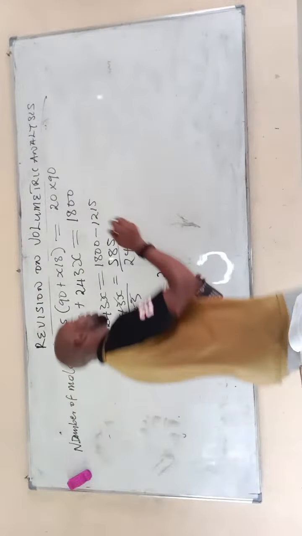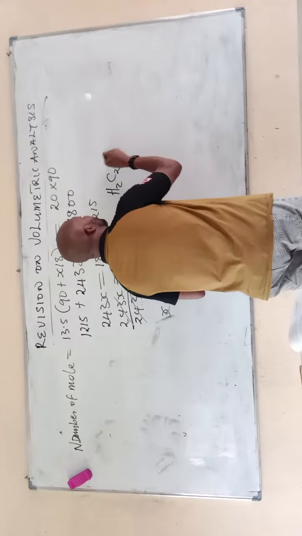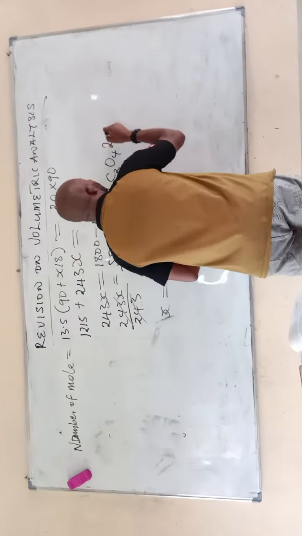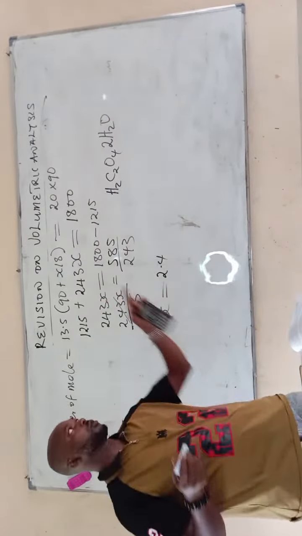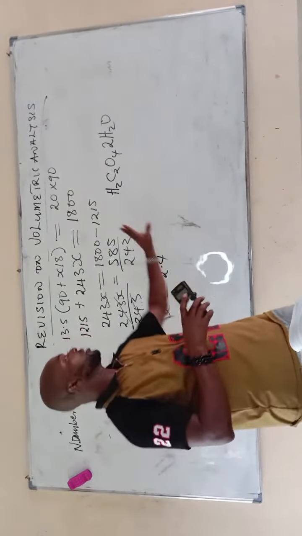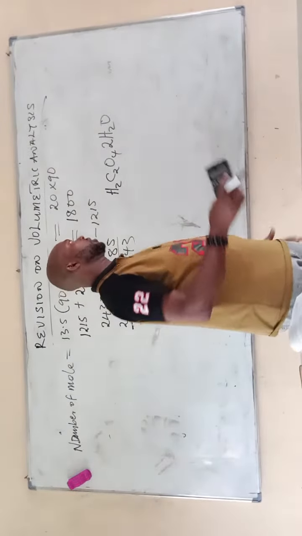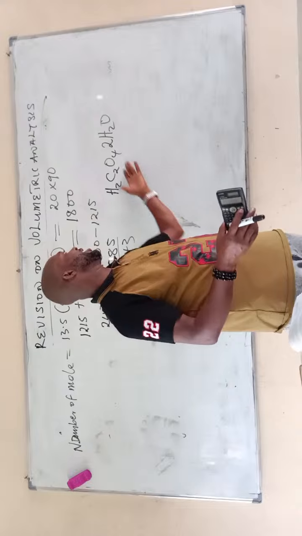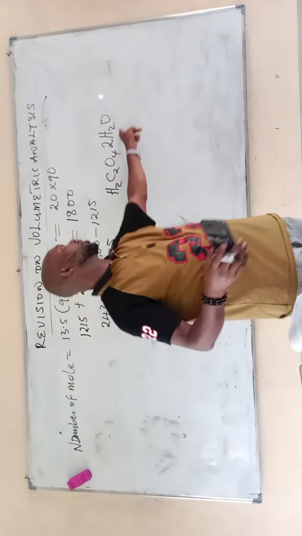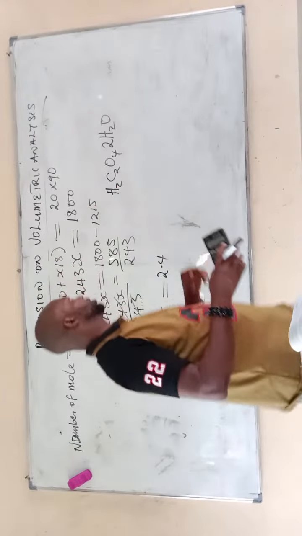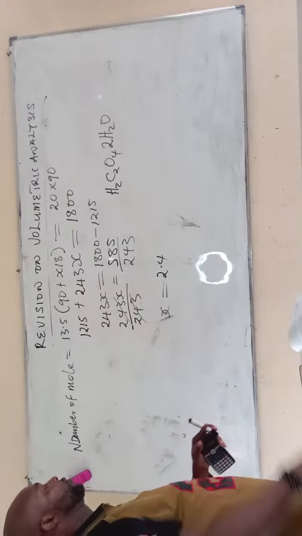Therefore, the formula becomes H2C2O4.2H2O. The nearest whole number is 2. So this is what the formula now becomes in the real sense of it. So this is ethanedioic acid dihydrate because it contains 2 moles of water. All right, that aside, we've gotten our 2.